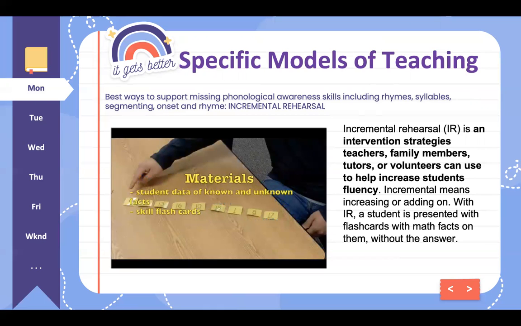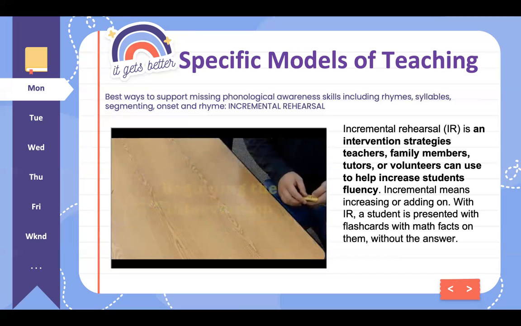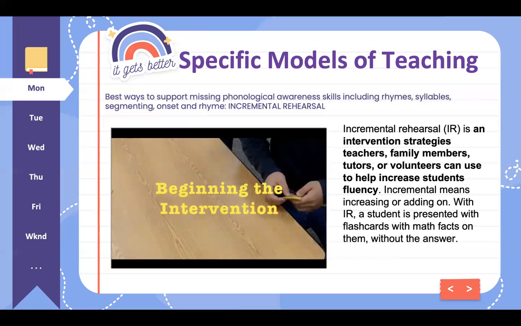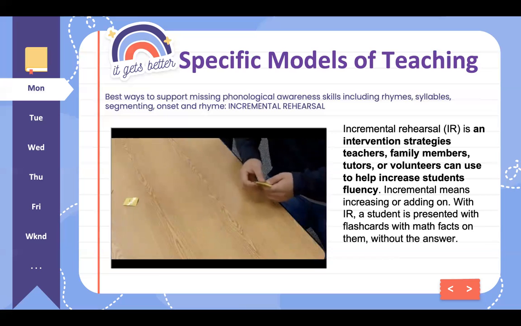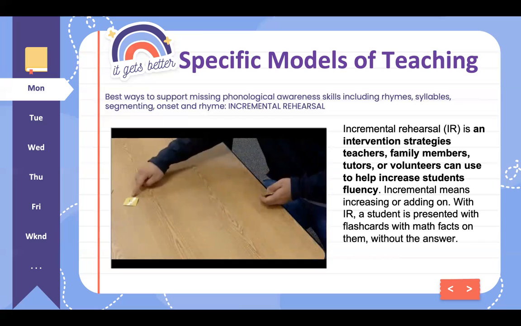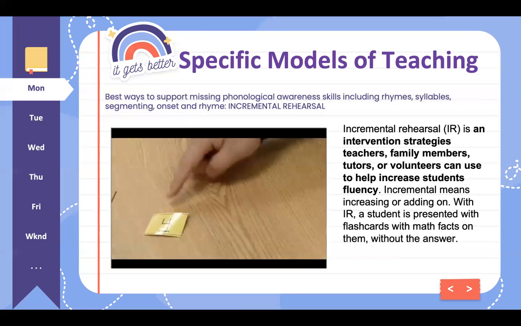Before you begin, you'll need student data of specific known and unknown facts, and flashcards for that particular skill. Let's begin. In this example, the skill I will be practicing in this one-on-one intervention is number identification. From previous data, I will know that the student's unknown number will be 4. This will be the target number and will be listed off first. With my student, I will point to this number and say, "This is 4. Say 4."